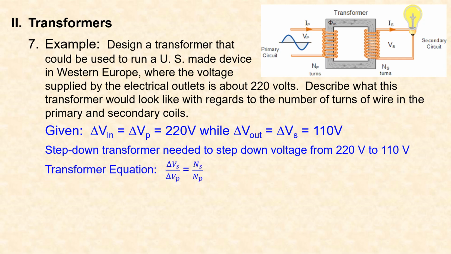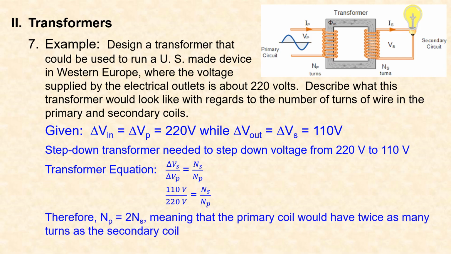The transformer equation looks like this. When we plug in the given information, our output or secondary voltage of 110, input or primary voltage of 220, and just rearranging this equation, this tells us that the transformer design would be as follows: the number of turns of the primary coil must be twice as many as that of the secondary coil. We would need to have twice as many turns in the primary coil as the secondary coil to create such a transformer.